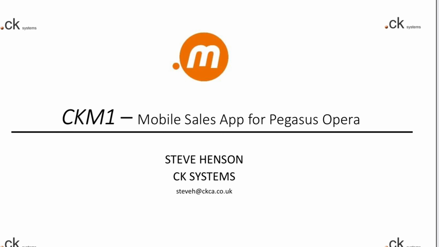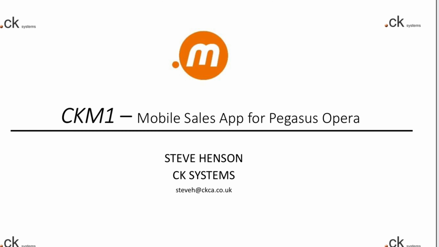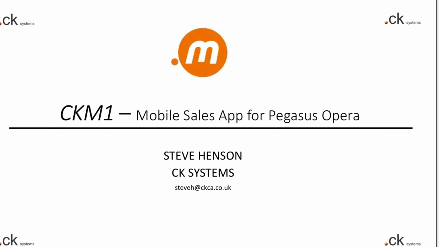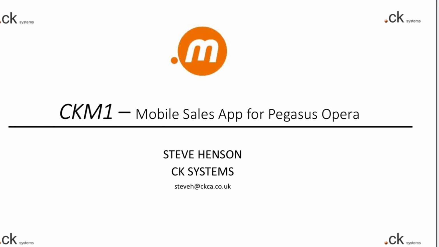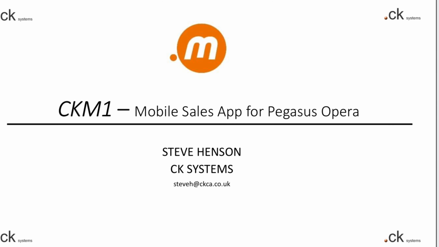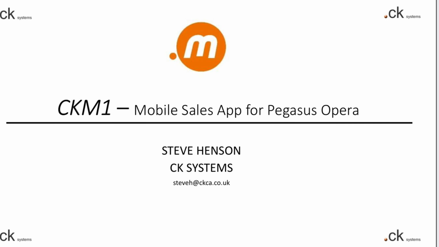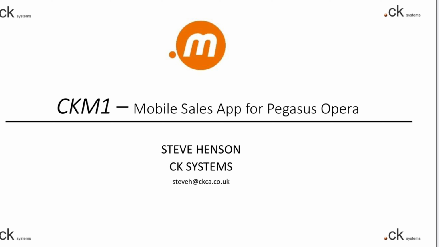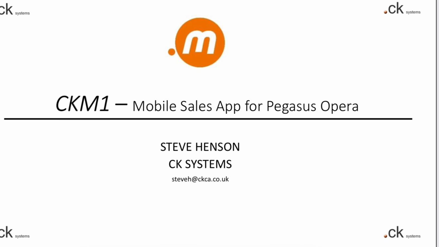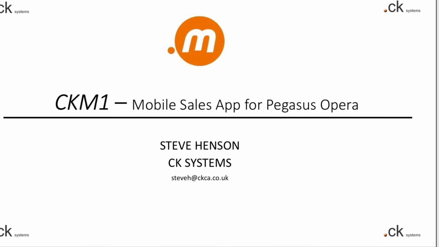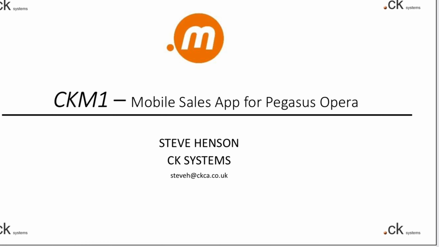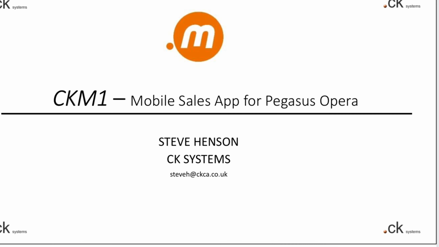CKM1. Initially designed as a sales tool for salesmen on the road, away from their head office to receive up-to-date customer and stock information, CKM1 was enhanced to allow salespeople to take and send orders back to base where Pegasus Opera is used as the main system. CKM1 has been written to work on both iOS and Android operating systems and sends unconfirmed sales orders into Opera SOP without the need for any additional Opera modules.